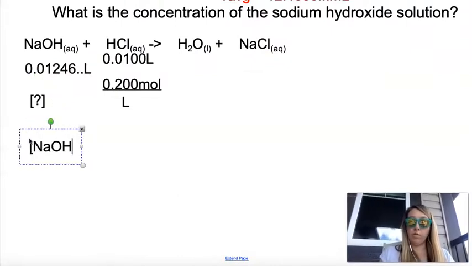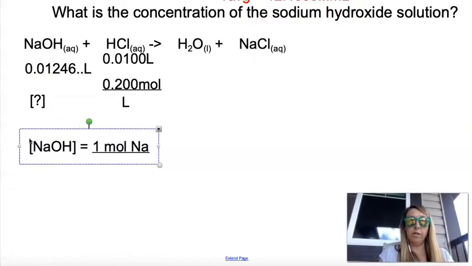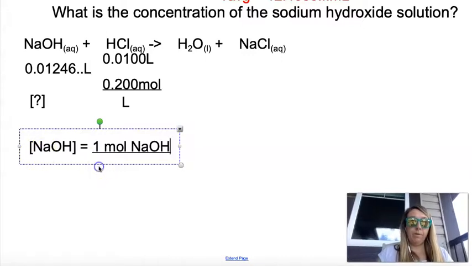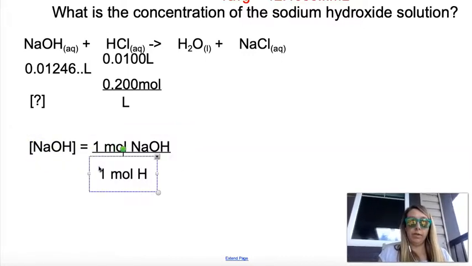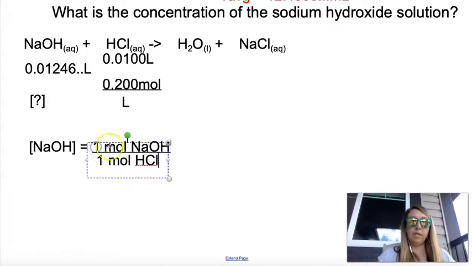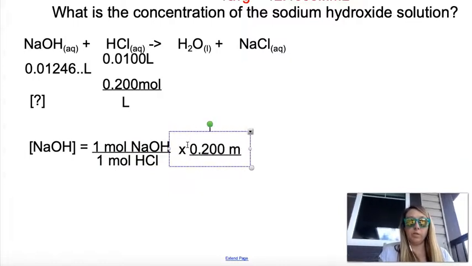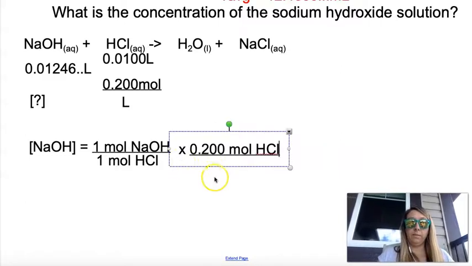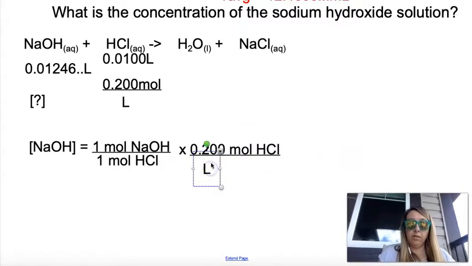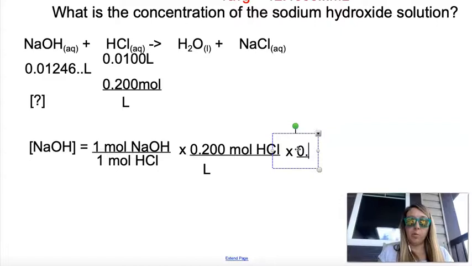So concentration of sodium hydroxide is going to equal, start with that ratio, so 1 mole NaOH over 1 mole HCl. Right, that places our moles of NaOH. We need to get rid of moles of HCl, so we're going to times by 0.200 moles HCl per liter. Okay, this isn't the liters we actually want, right? This is liters of HCl. So then we are going to times by that 0.0100 liters, put that over 1.